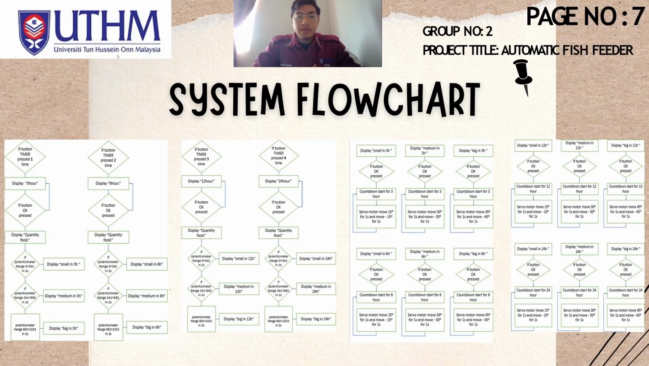After the time and the quantity of the food have been set, the countdown will start, and after the countdown ends, the servo motor will move a certain degree that has been set for each small, medium, and big quantity. And then the countdown will continue until the set time ends.